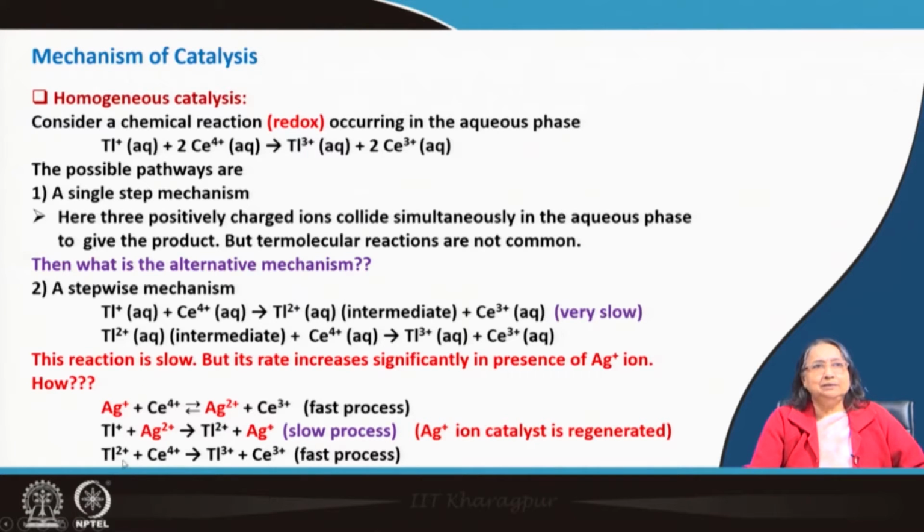So, thallium 2+ plus cerium 4+, this is the intermediate. So, it should be removed, means consumed. Again thallium 3+ is coming, cerium. If you combine these two, then you will see that it is coming here. Okay. So, this is a mechanism, and this is a homogeneous reaction, homogeneous catalysis. This way we can think of.